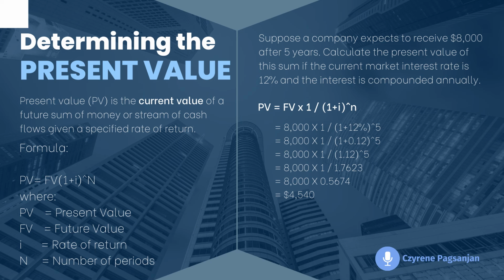And PV is now equal to $4,540. Thus, the future value amounting to $8,000 has a present value amounting to $4,540. It only proves that if we're going to invest $4,540 in a company, it will grow to $8,000 in a span of 5 years.